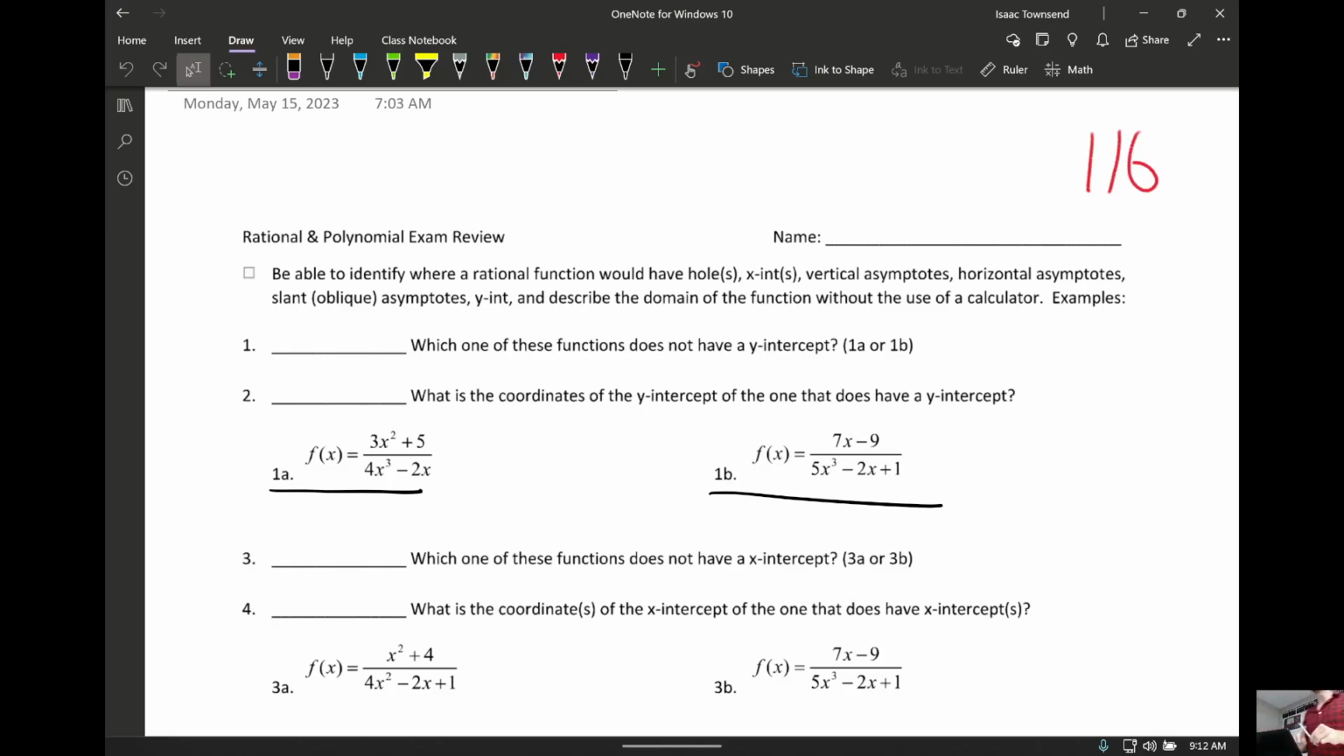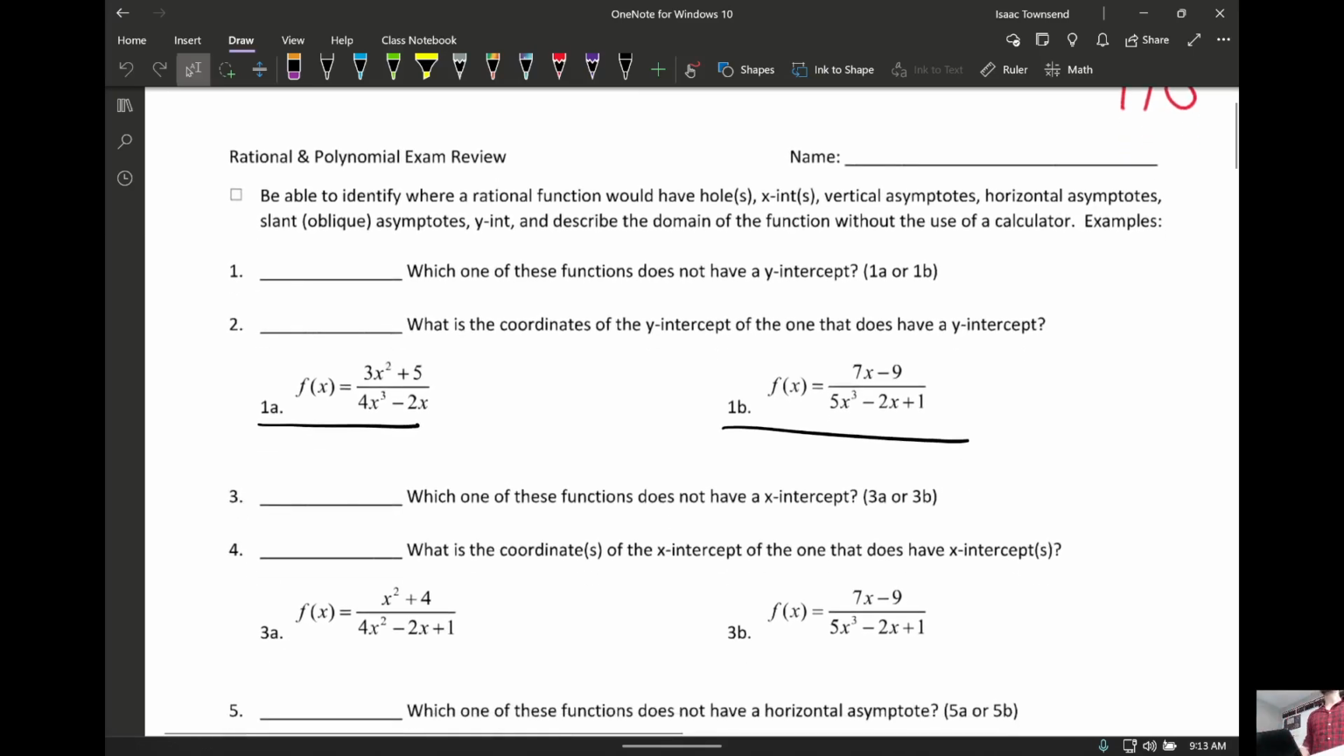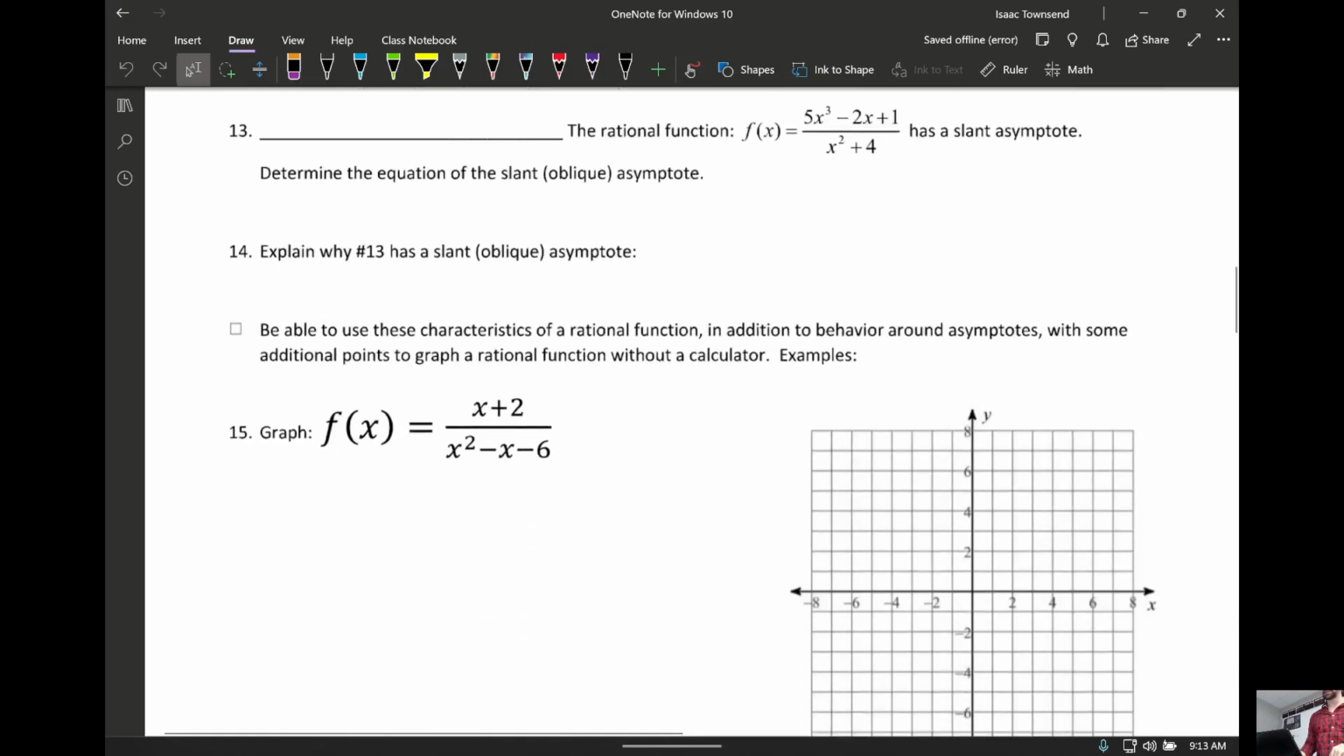It's only been about 9 minutes, but do a quick check-in. Any questions from this test review that you found yet? Number 16. 16.